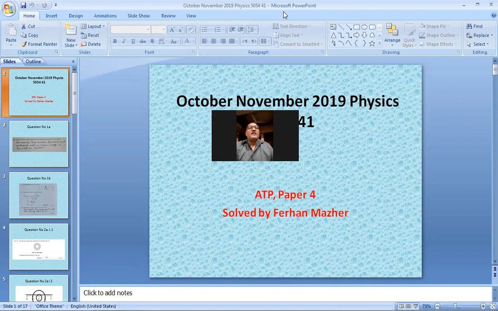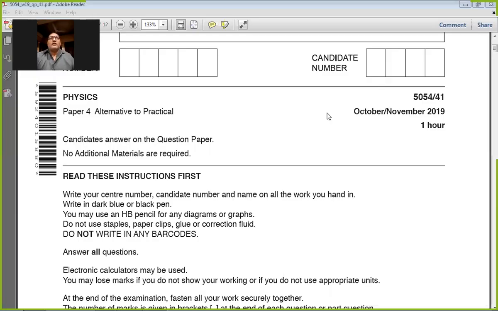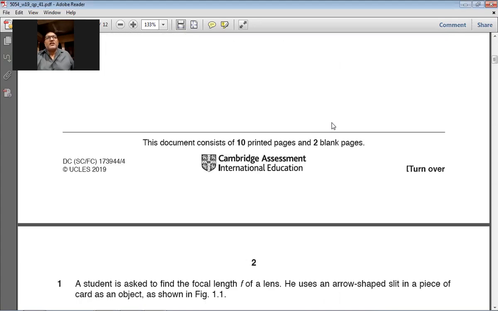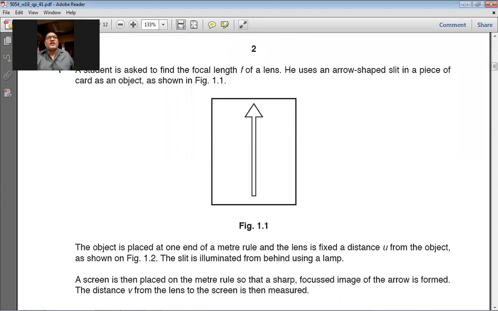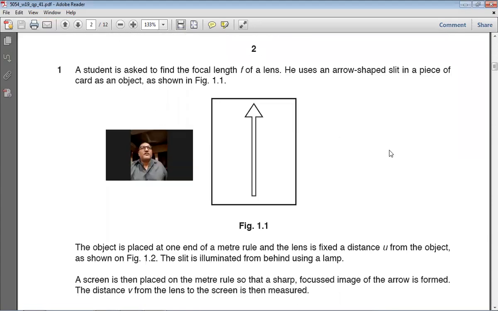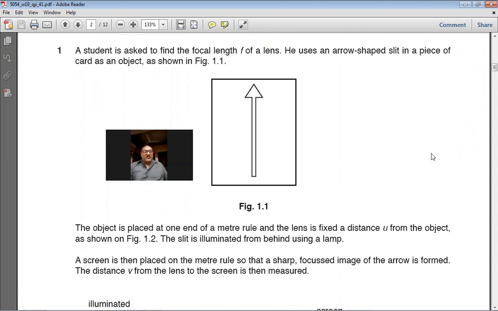So the first question is coming up on your screen. Okay, so this is the October, November 2019 4-1 paper. The time allowed is 1 hour. We call it alternative to practical. So let's go to the question. He says, a student is asked to find the focal length f of a lens.